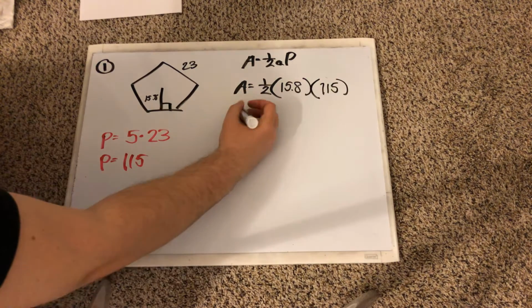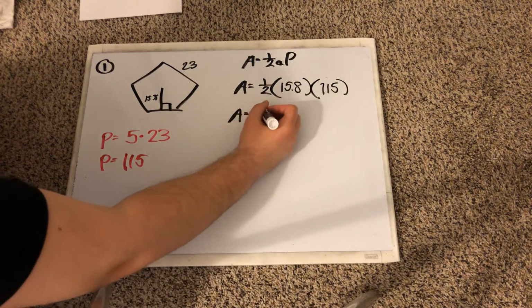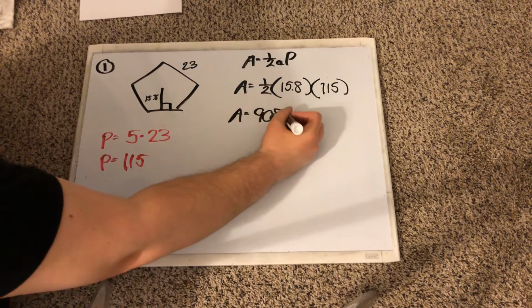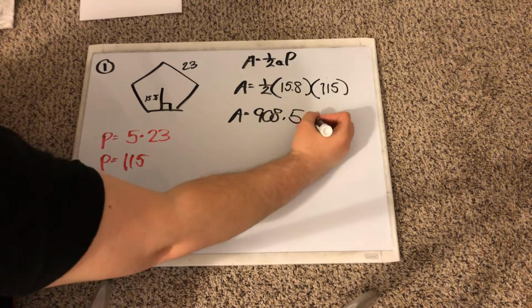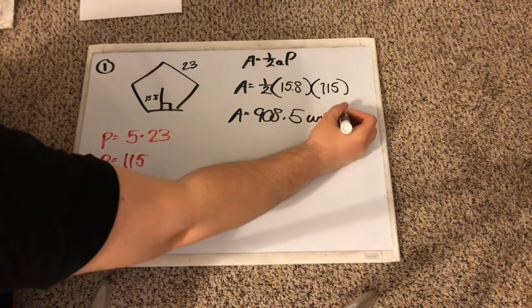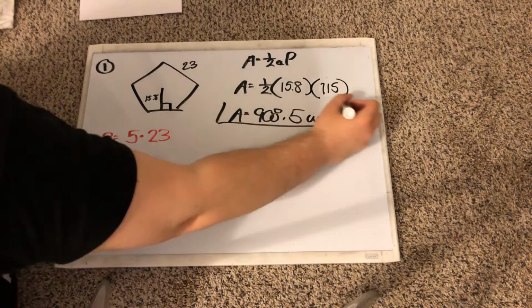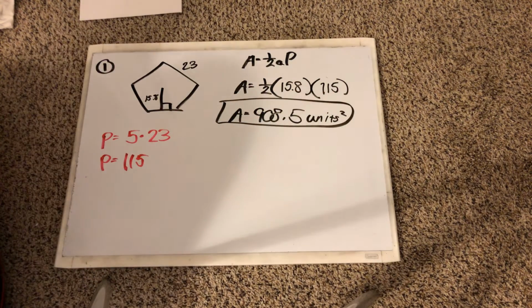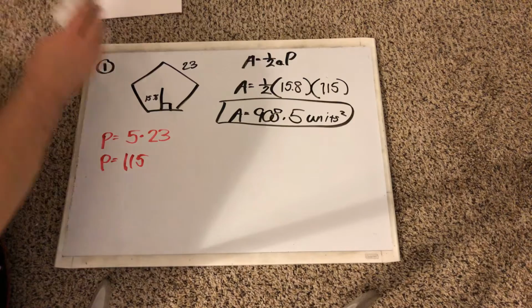If I multiply all these together, I get 908.5 units squared. Not too bad. I don't think so anyway. Alright.